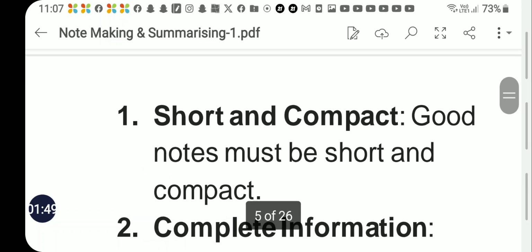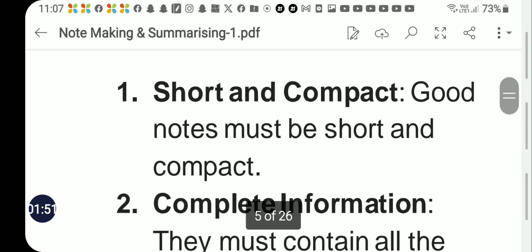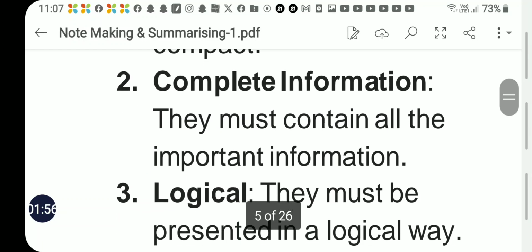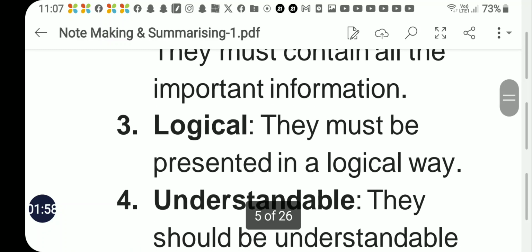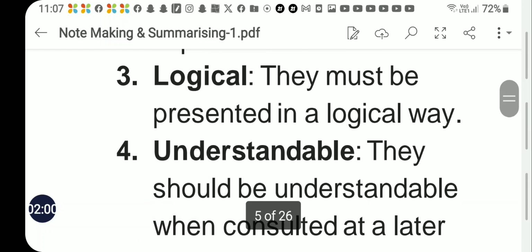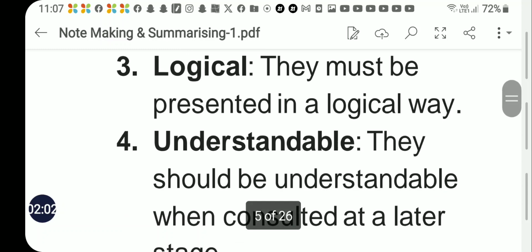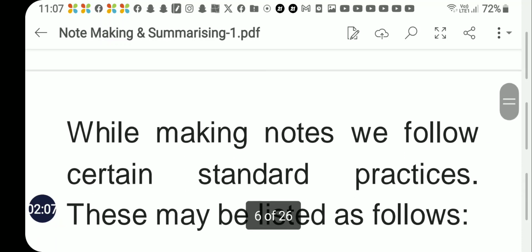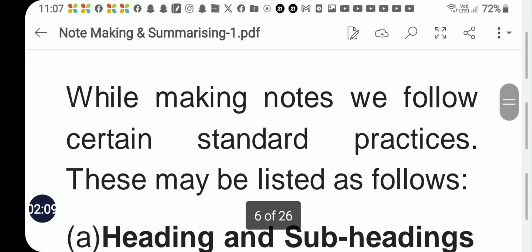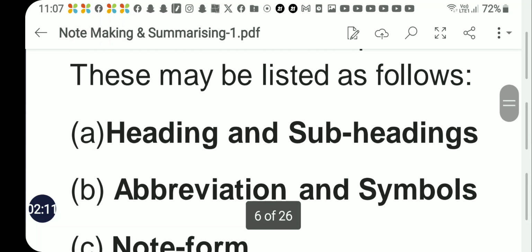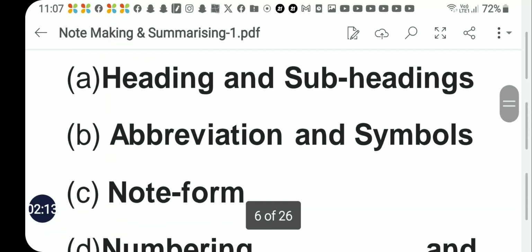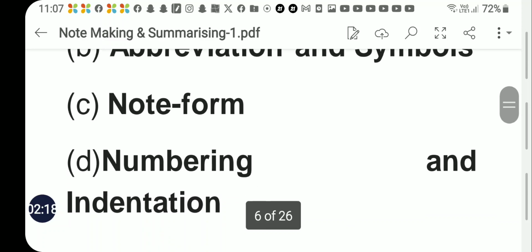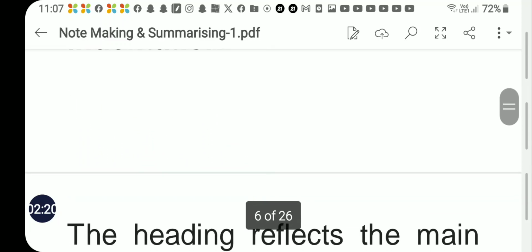Short and compact: good notes must be short and compact. Complete information: they must contain all important information. Logical: they must be presented in a logical way. Understandable: they should be understandable when consulted at a later stage. While making notes, we follow certain standard practices. These may be listed as headings and subheadings, abbreviations and symbols, note form, numbering, and indentation.